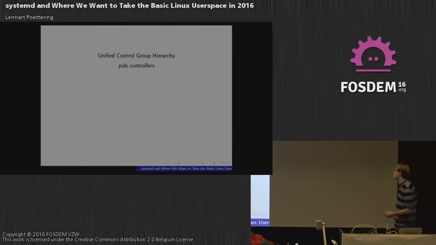One thing along with the unified control group hierarchy that is already in place is actually support for the PIDs controller, which is a really basic thing. It allows you to put a limit on the number of processes that a specific service can run. So you can basically say that Apache shall be able to run 200 processes, and MySQL shall be able to run 20 processes, so that if they try to fork some more, they get an error. Sounds absolutely basic, and it kind of is, and it's kind of weird that it took 15 years to get this into the kernel.